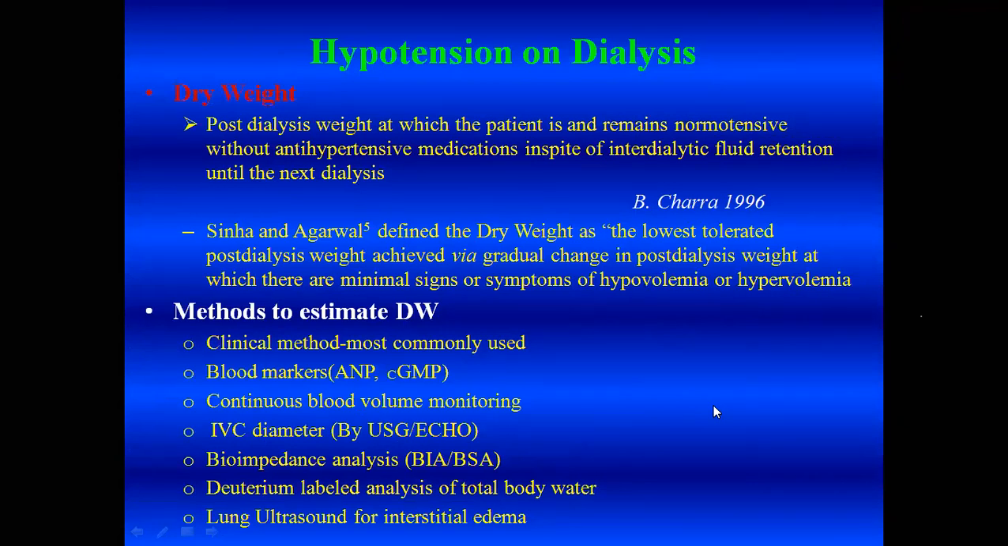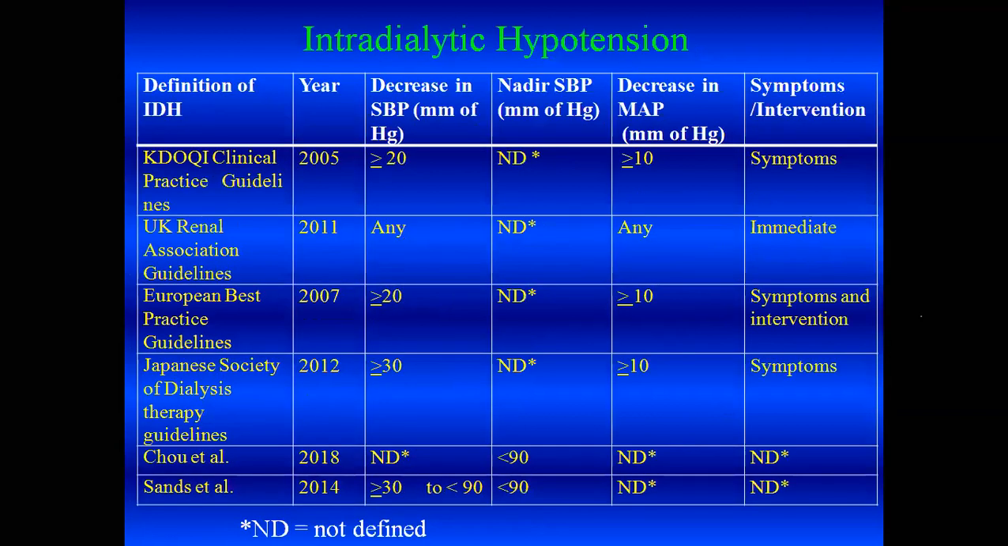And switch over to hypotension on dialysis. Hypotension on dialysis needs to be defined first, but unfortunately there are varying definitions. Doki 2005 defines hypotension on dialysis as a decrease in systolic blood pressure of more than 20 millimeters accompanied by symptoms. The UK Renal Association says any drop in blood pressure, and it does not define the lowest blood pressure. European best practice guidelines say more than 20 drop in systolic and more than 10 drop in mean arterial pressure with symptoms and a need for intervention.